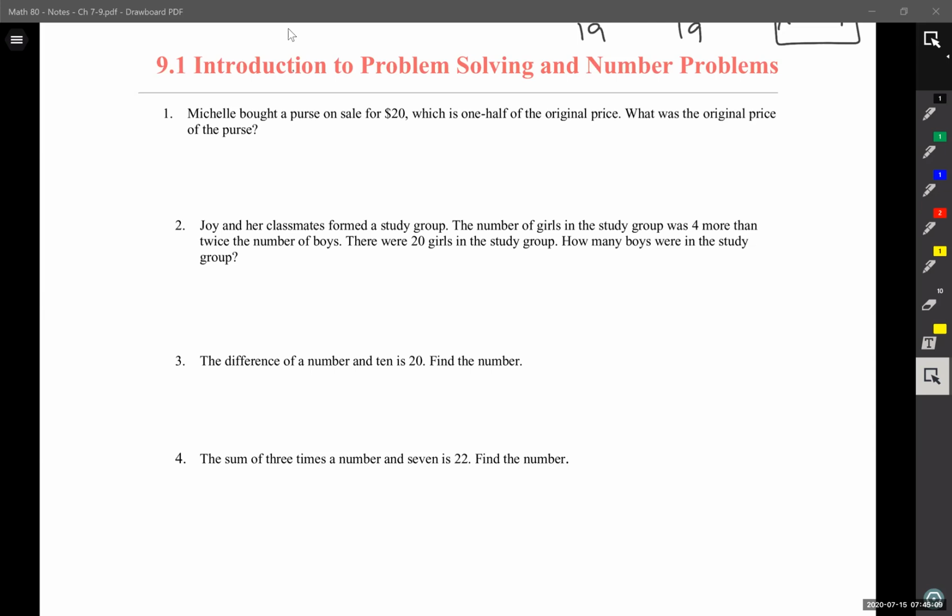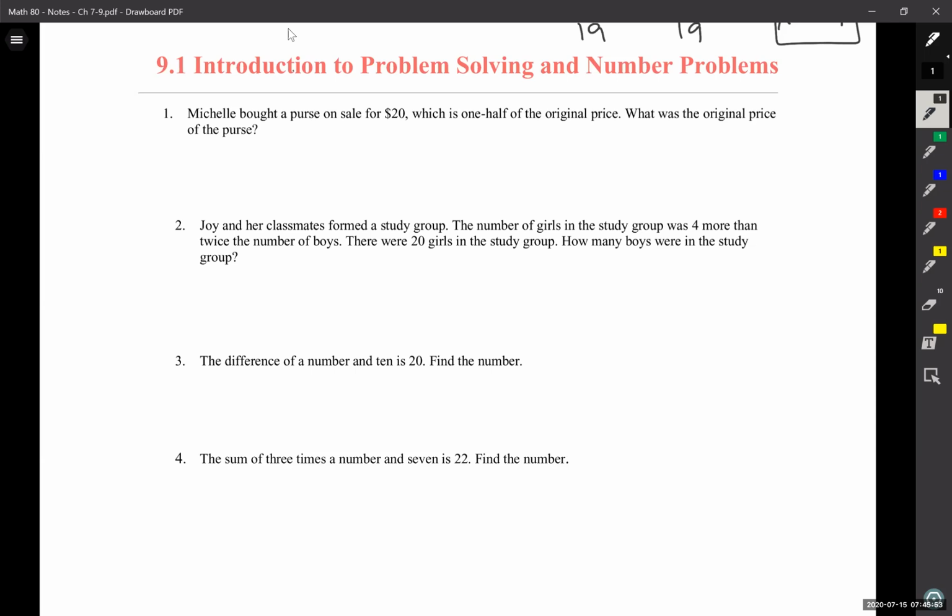All right, so problem 1, Michelle bought a purse on sale for $20, which is 1/2 of the original price. What was the original price of the purse? Okay, so I've mentioned this before, that sometimes you want to try to crunch the numbers in your head. Like you see 20, you see 1/2, so you just want to say, okay, well, half of 20 is 10, so that must be the answer. And sometimes you're right, and sometimes you're wrong. So what I want to do is just write out the problem following the words without guessing, without crunching numbers randomly in my head, and that will lead to more correct answers.